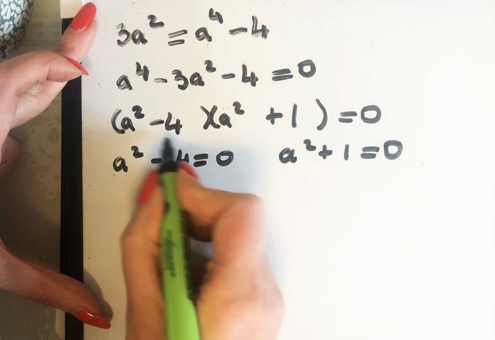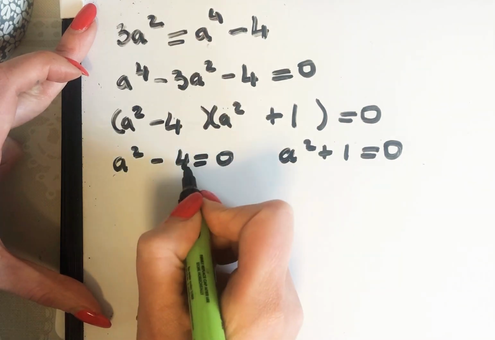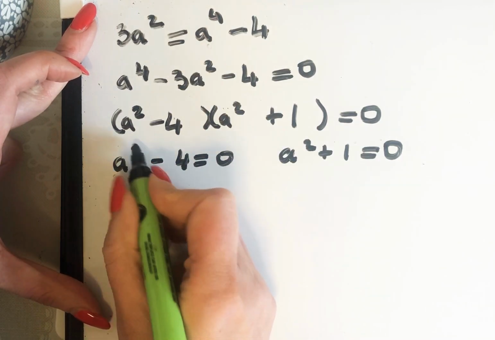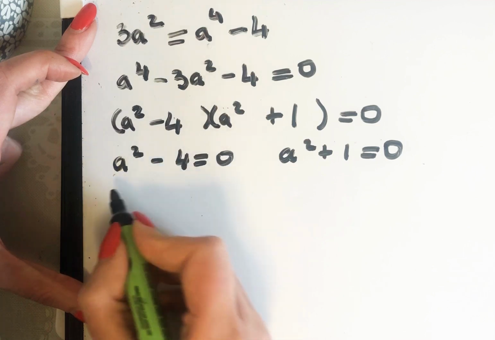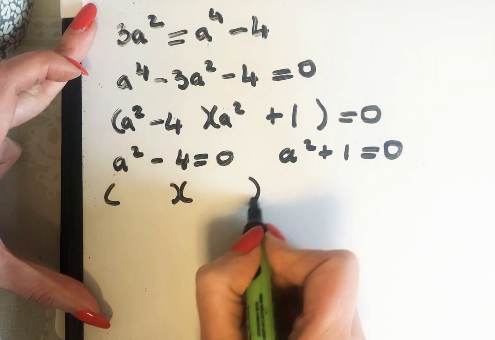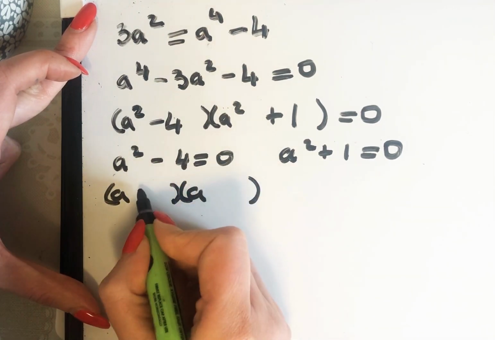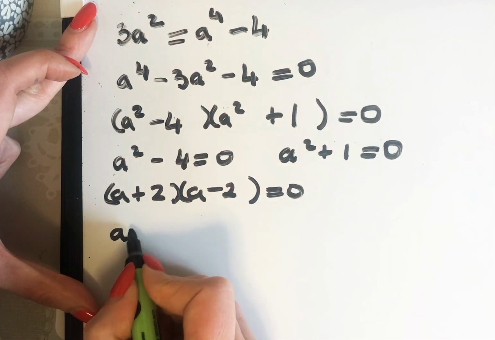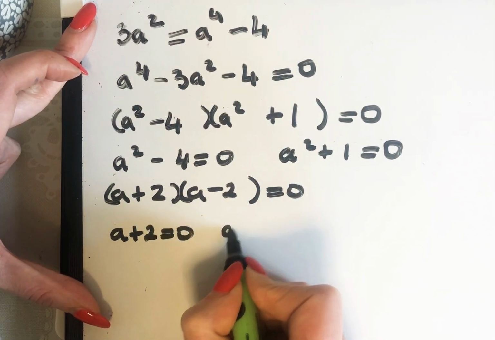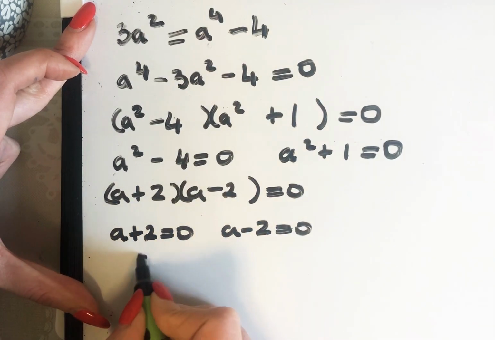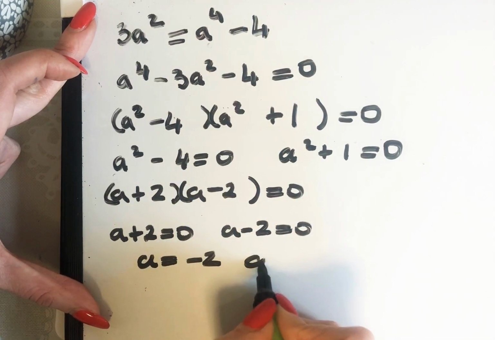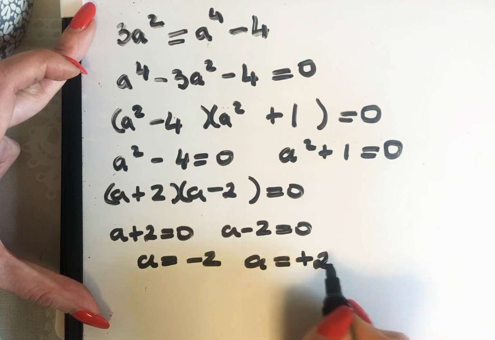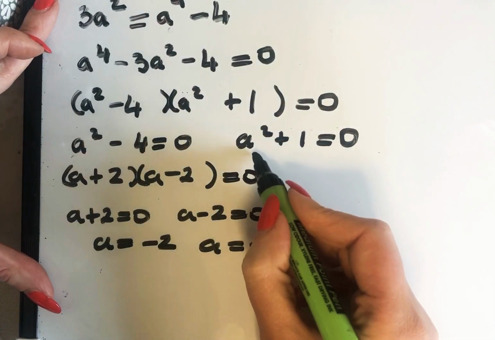So you can see here that this is a difference of two squares. We've got a square here and a negative in between. So we can do a minus 2 and a plus 2. And we can see that when we equate both brackets to 0, a is negative 2 and a is equal to positive 2.